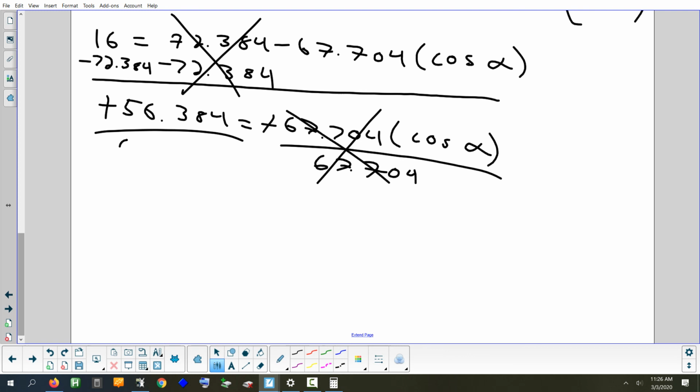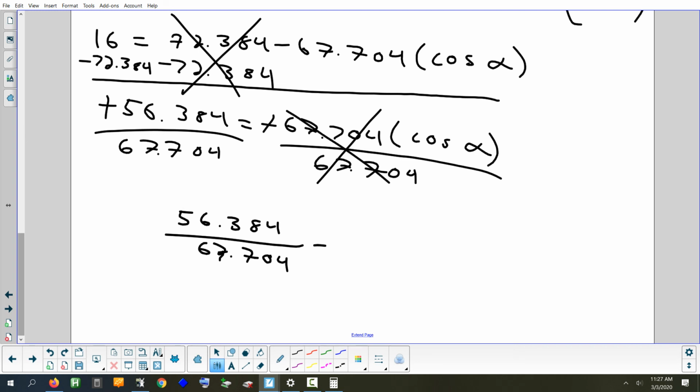That's gone. And divide. Now, one thing to check here is when you divide, the number in the bottom should be bigger. If it's not, something's already wrong. Okay, because this fraction right here has to be less than 1. Has to be. You'll see why in the next step. I'm not even going to do out what it is, but I can tell 56 divided by 67 is less than 1. So 56.384 divided by 67.704 equals cosine alpha.